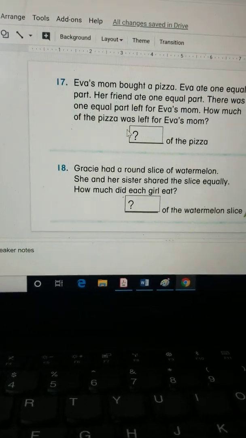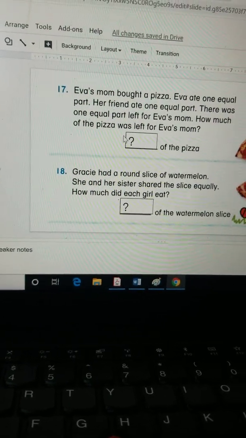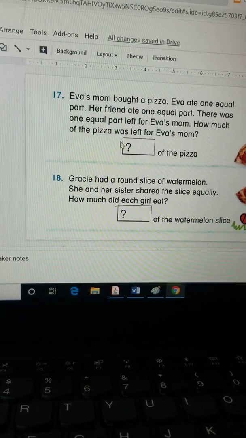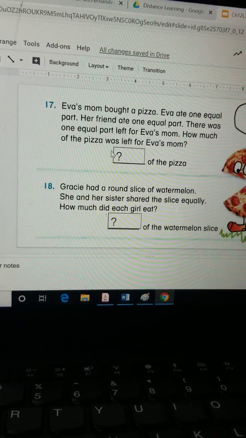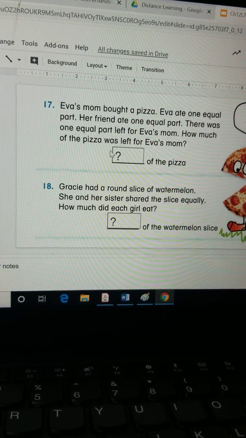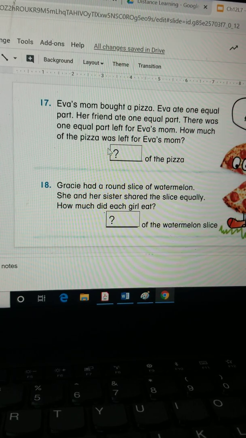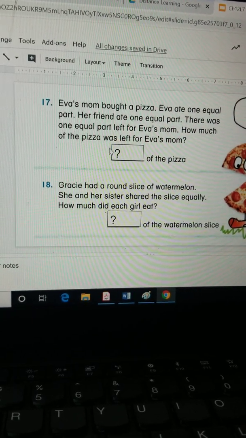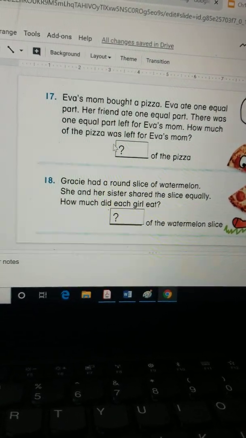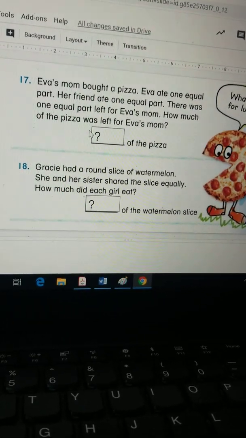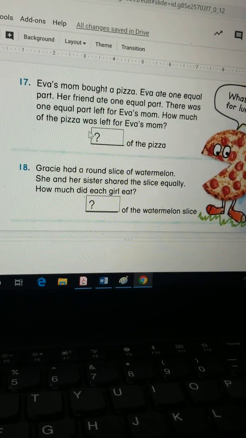Okay. Last couple problems. Here it says Ava's mom bought a pizza. Ava ate 1 equal part and her friend ate 1 equal part. There was 1 equal part left for Ava's mom. How much of the pizza was left for Ava's mom? So here you can use a piece of paper to write your notes. Here's my scratch paper.